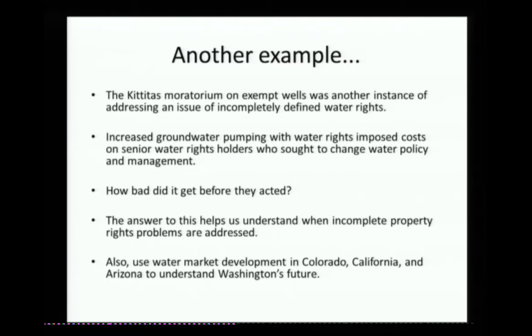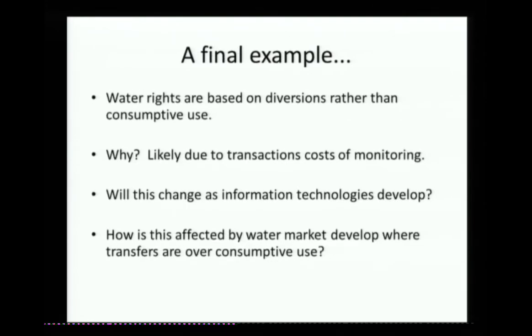The answer to this helps us understand when incomplete property rights problems are addressed, something economists think a lot about. The problems you get when property rights over a resource are not fully defined. Well, when do they get fully defined? What are the conditions such that that happens? And then also we've got a component of the project going back into other states that have had more severe water scarcity problems than us to look at when their water markets developed so that we can actually use that to inform our modeling rather than doing something a little more ad hoc.